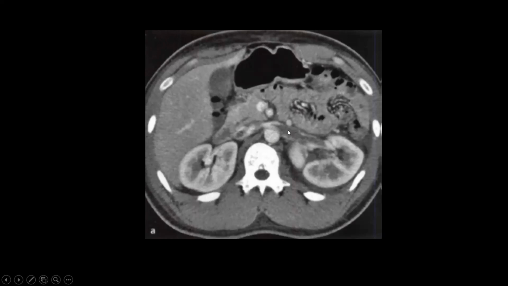It can be diagnosed by CT or ultrasound. It can be difficult by ultrasound because the left renal vein can be obscured by bowel, and that can limit the assessment of the left renal vein by ultrasound. So CT or MRI are usually more sensitive to renal vein thrombosis. So this is a patient that came with acute abdominal pain as well.